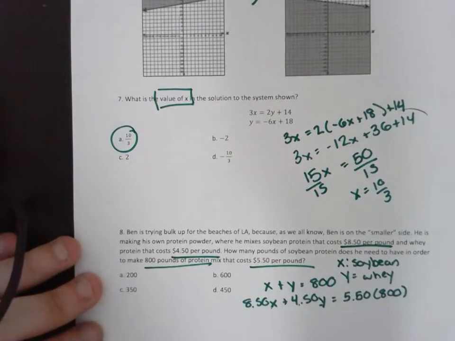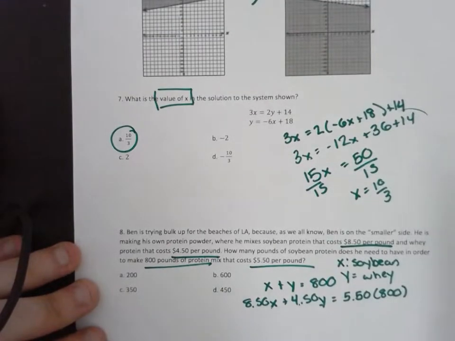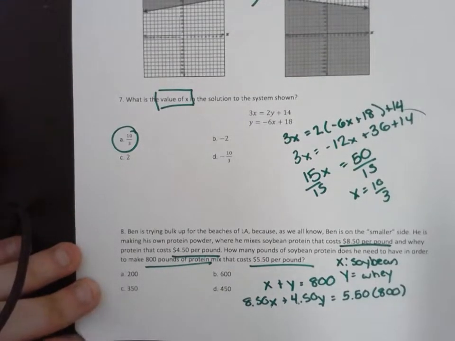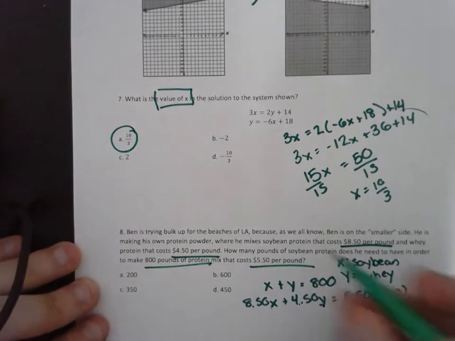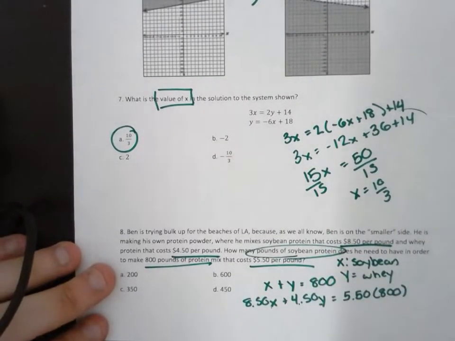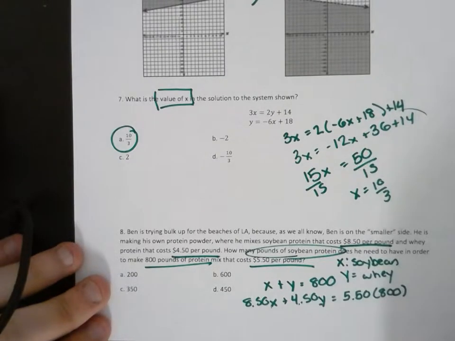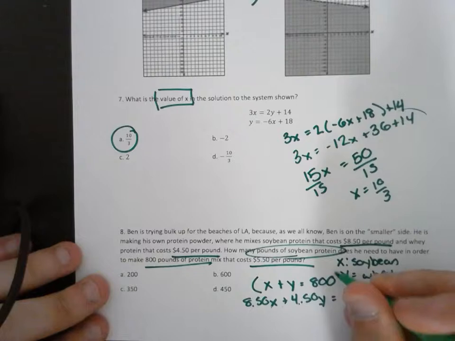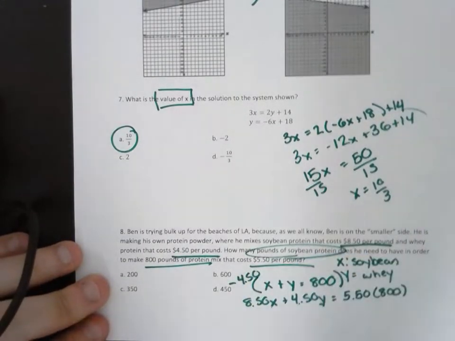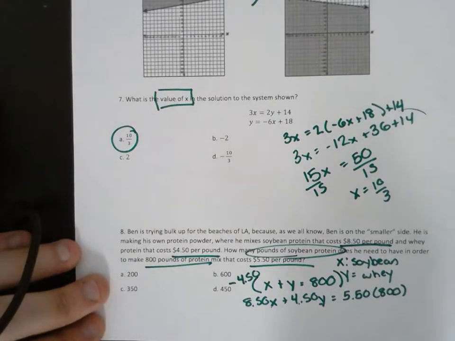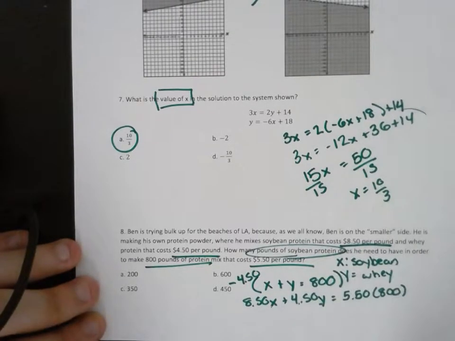So again, guys, I need the cost for how many pounds? I'm solving for x. So I need how many pounds of soybean protein? I'm solving for x, so that means I want to eliminate my y value. So I'm going to multiply this by negative 450. If I multiply by negative 450, I'm going to be able to eliminate our y's. We're going to have our x's left over. I can solve for x and be done with this.